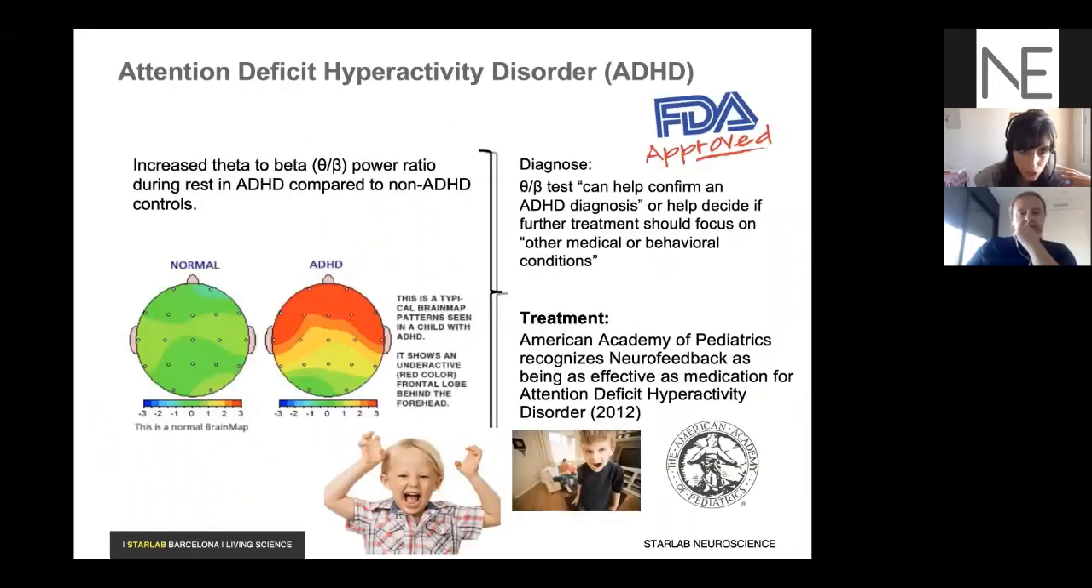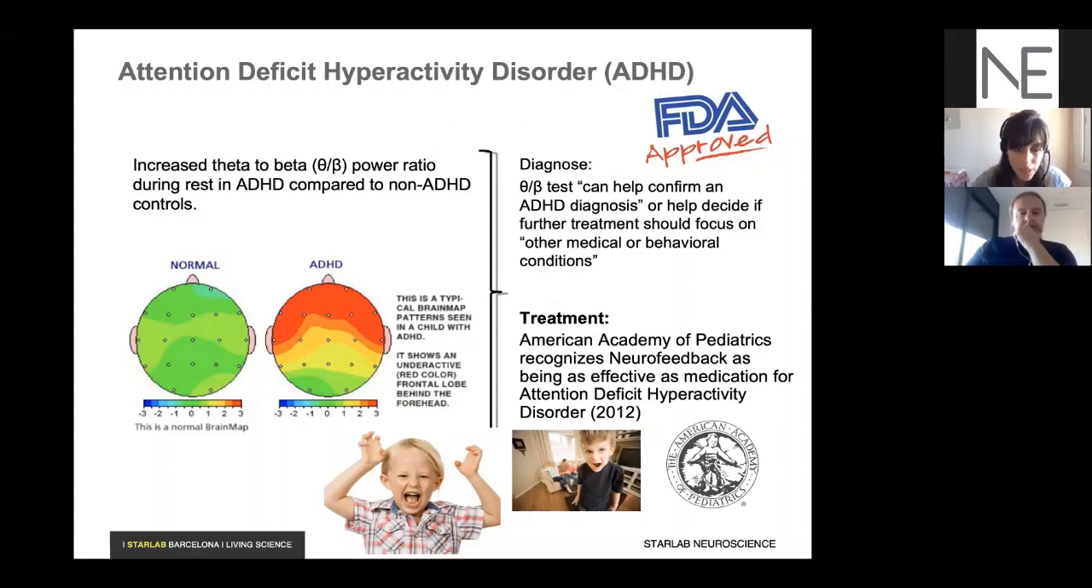Another application that I also wanted to mention regarding these power bands is for attention deficit hyperactivity disorder. Probably you have heard of this disorder before, but it has to do with children who are hyperactive, so they cannot really focus. And this doesn't allow them to carry out normal tasks.